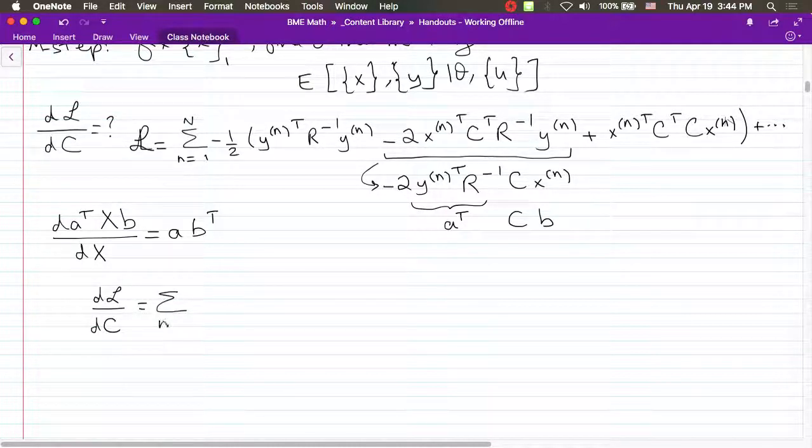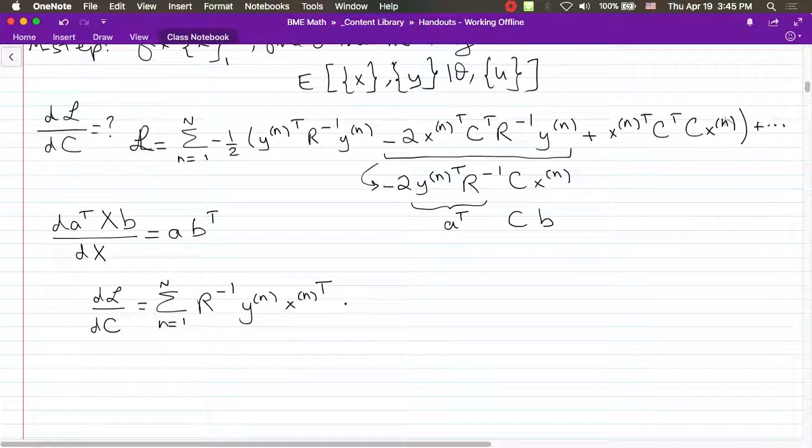a sum. Minus 1/2 is going to take care of the 2 here. And this term, using this identity, I'm going to get R minus 1 times y of n times x of n transpose. Right? A, which is R minus 1 times y of n times b transpose, x of n transpose.